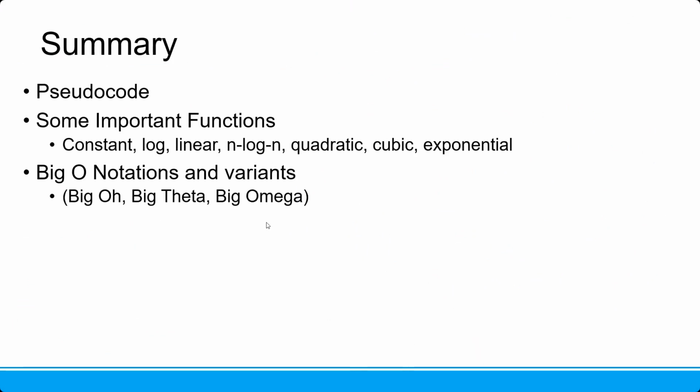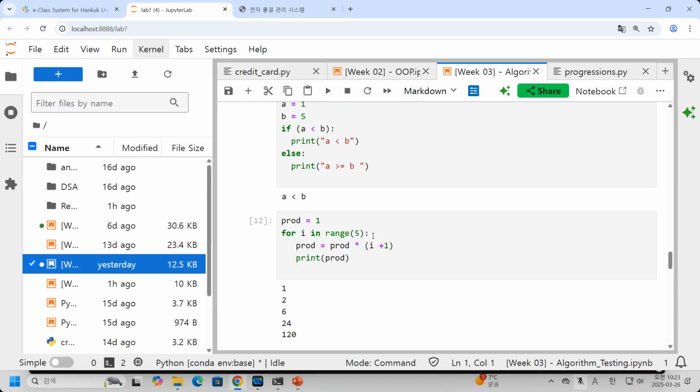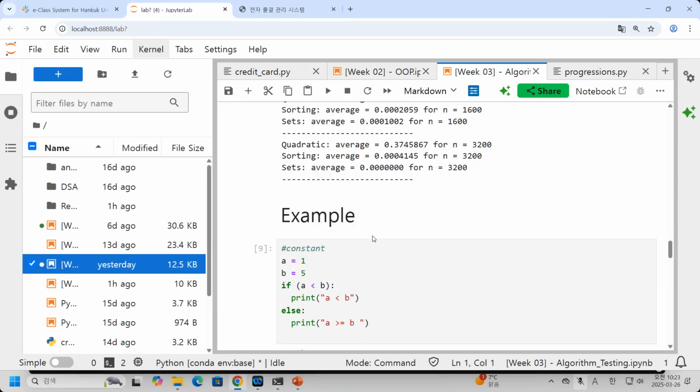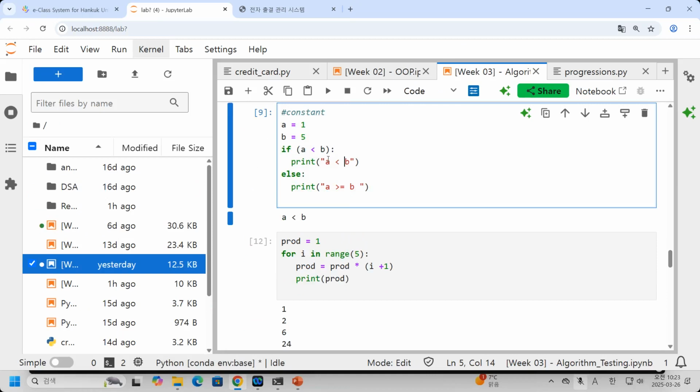Okay, we learned functions such as constant, log, linear, n log n, quadratic, cubic, and exponential, and you learned about the big O, big theta, and big omega. Any questions until now? So you can go to the Jupyter Lab, and I will show you the code.